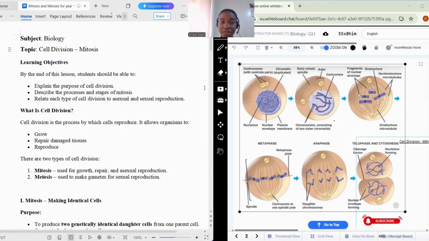Multicellular organisms usually require a continuous supply of new cells. They need these for growth, for development, and for the repair of worn-out tissues. Plants, animals, and even humans all require this continuous supply of new cells.